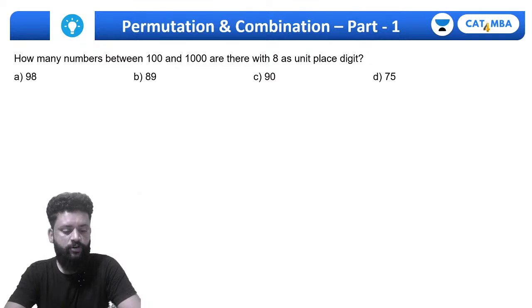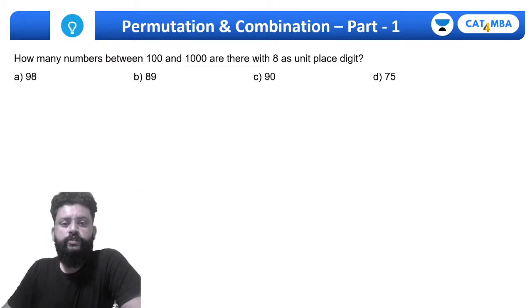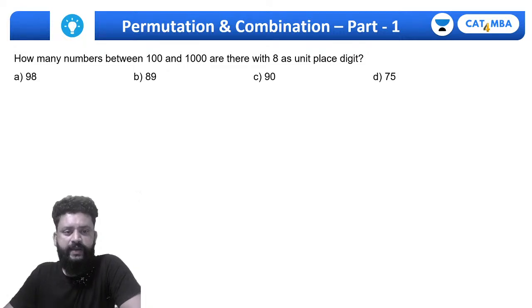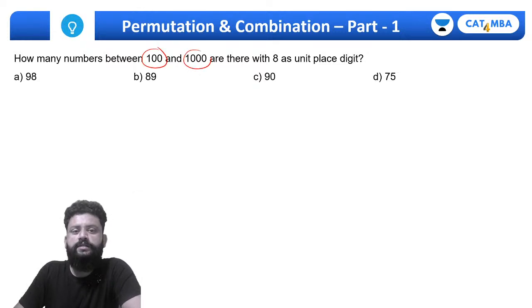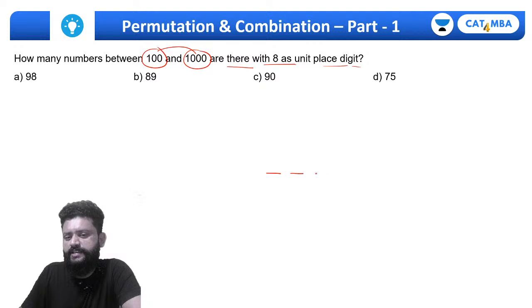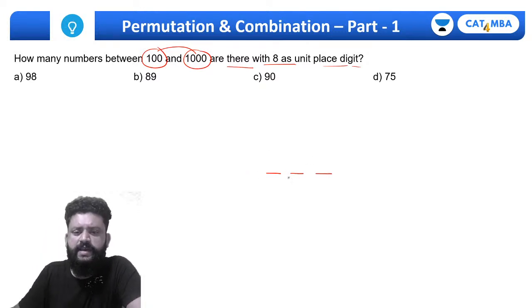Really simple questions. I want those who are watching this session to quickly try the questions. Always try to solve it on your own and then go ahead with the explanation. So how many numbers between 100 and 1000 are there with 8 as the units place? First thing you need to understand: the numbers between 100 and 1000 will all be 3-digit numbers, excluding just 1000, and the units place of 1000 is anyway not 8.